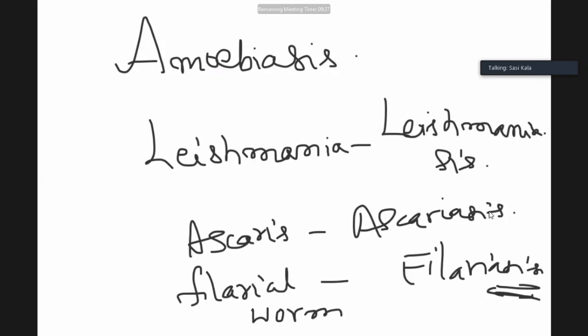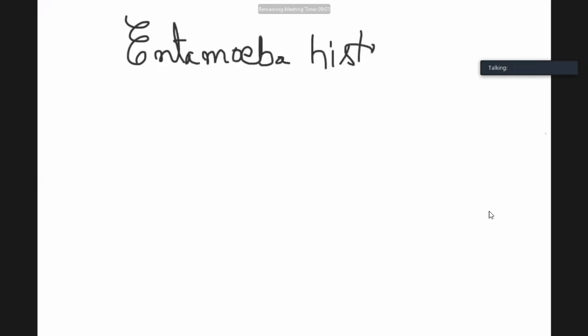But if I say amoebiasis is caused by amoeba, no, ma'am. Amoeba is a harmless animal living in the water. It's not a parasite. Okay. So this amoebiasis is caused by Entamoeba histolytica. This is a protozoan parasite.